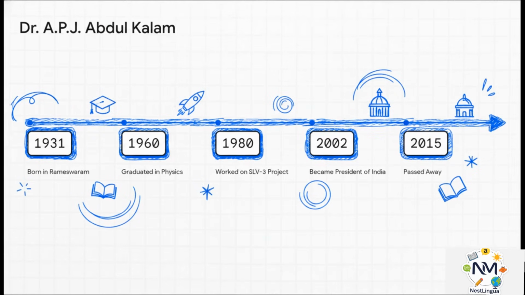Let's look at a real-world example to see all this theory put perfectly into practice. Here's a timeline of the life of Dr. APJ Abdul Kalam. Notice how incredibly clean this is. 1931, born in Ramaswaram. 1960, graduated in physics. 1980, worked on the SLV-3 project. 2002, became president of India. 2015, passed away. Notice how we didn't need long essays about his presidency or his childhood, just the essential dates and keywords ordered perfectly to tell an entire life story at a single glance.